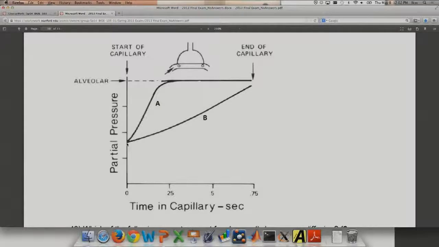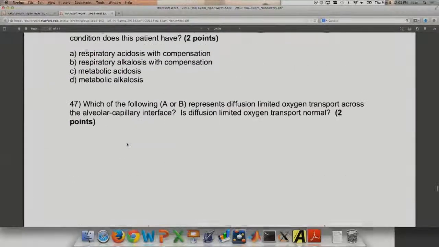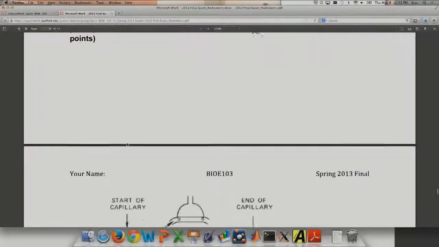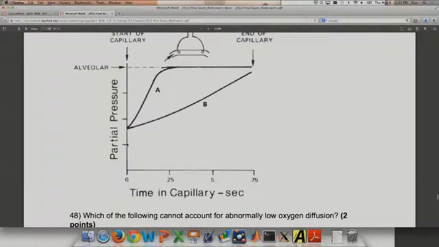But basically, in this figure, this is oxygen transport. And it's asking about diffusion-limited oxygen transport. So which one of these is normal and which one of these is abnormal? That's the first thing. A is normal, B is abnormal, right? That's the only thing it's asking. So B is not normal.